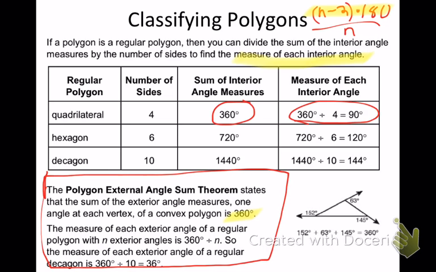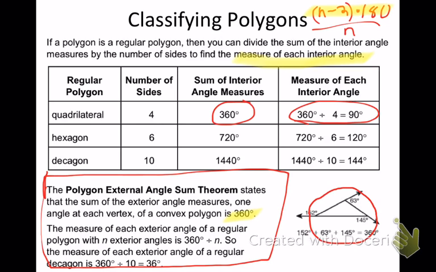What this means is, think about the exterior. If I were to go all the way around a shape, for example a triangle here, if I start right here and go all the way around that shape doing the exterior angles, what did I just make there? A circle. How many degrees is a circle? 360. That is why the exterior angles always add up to 360.